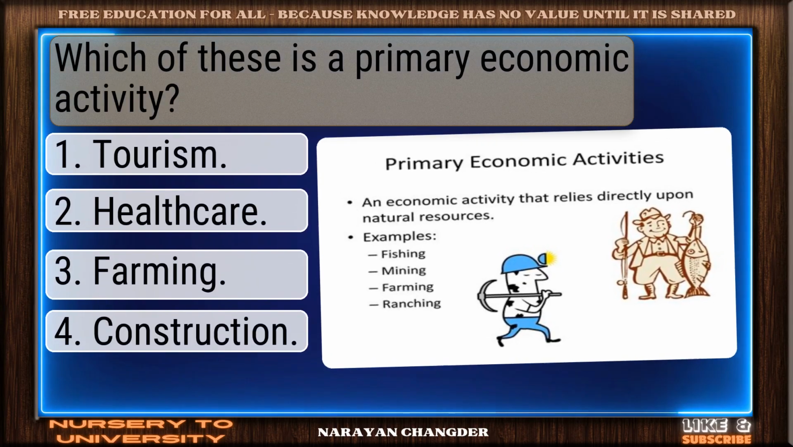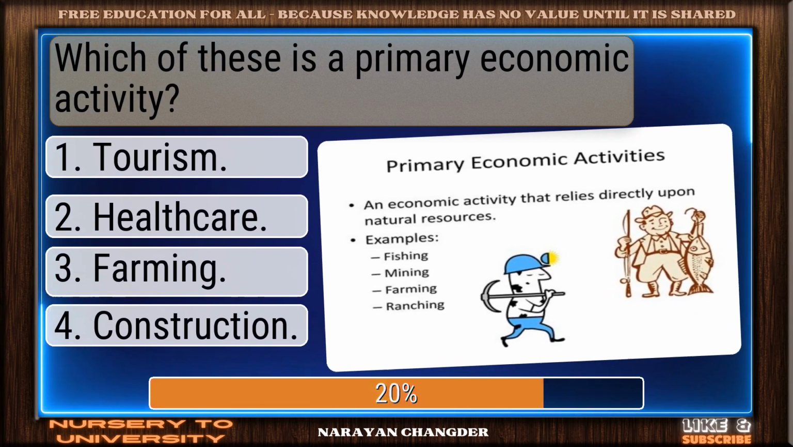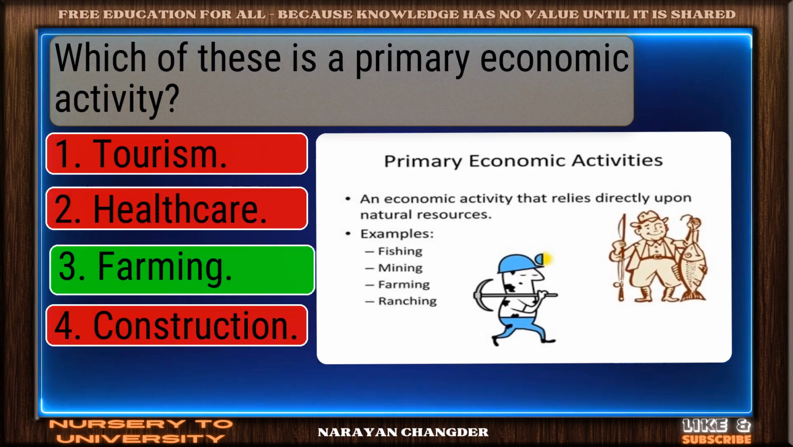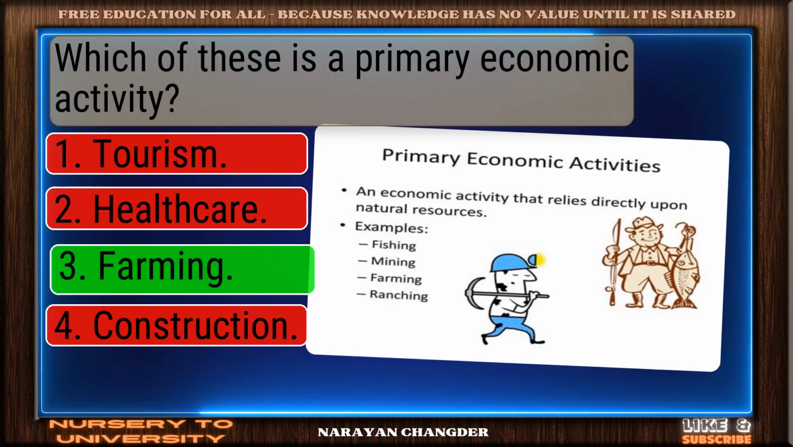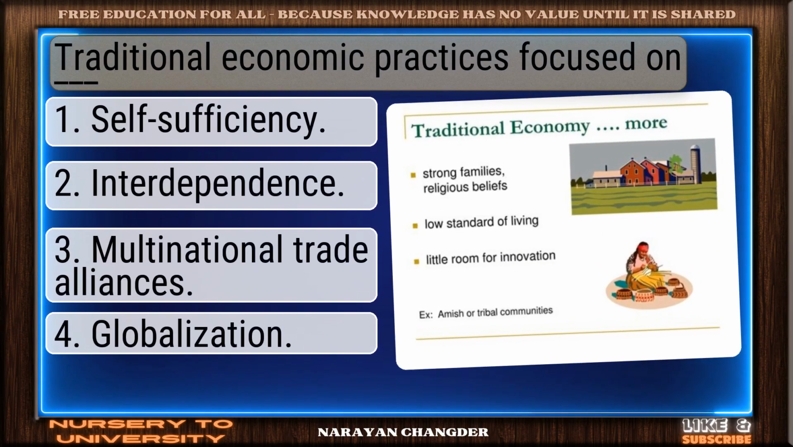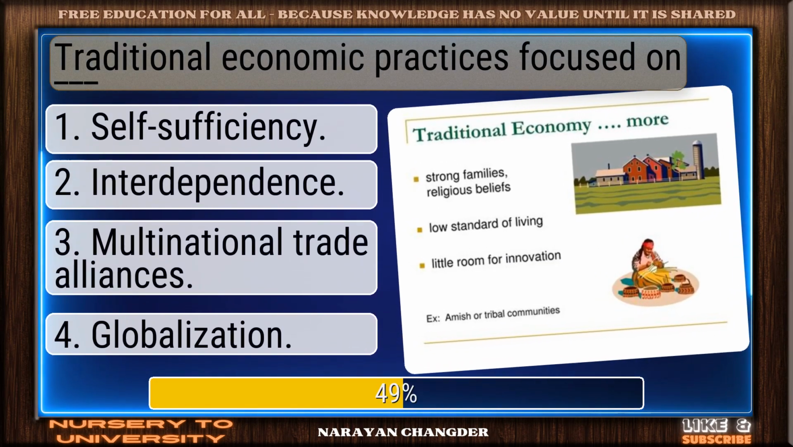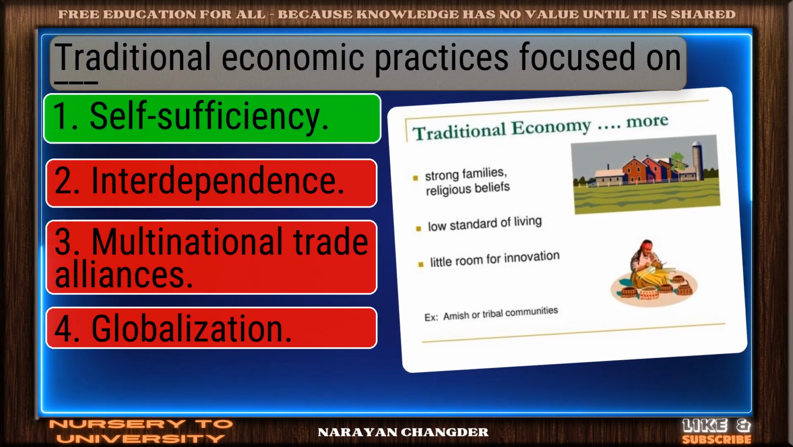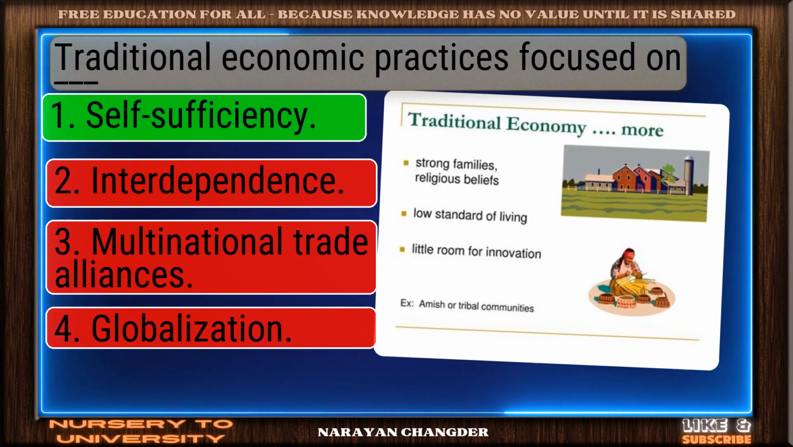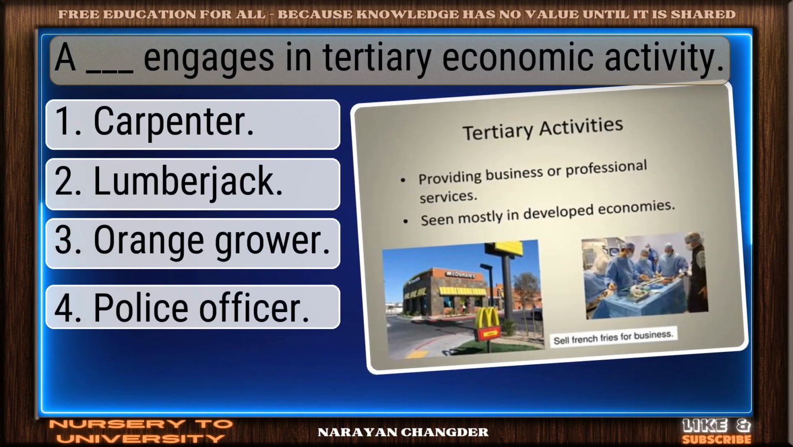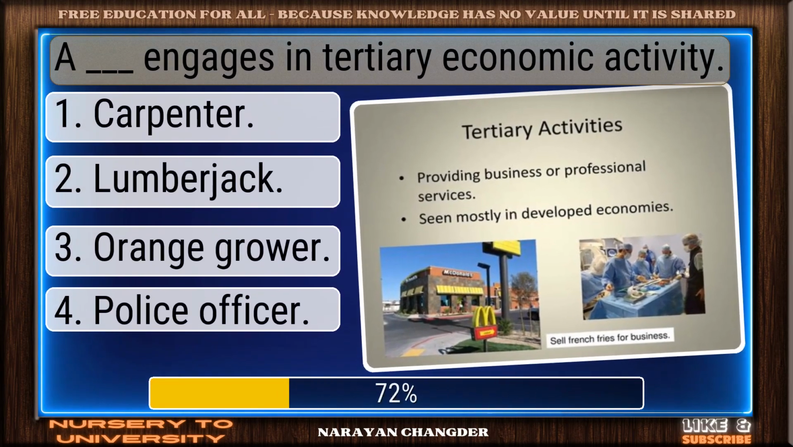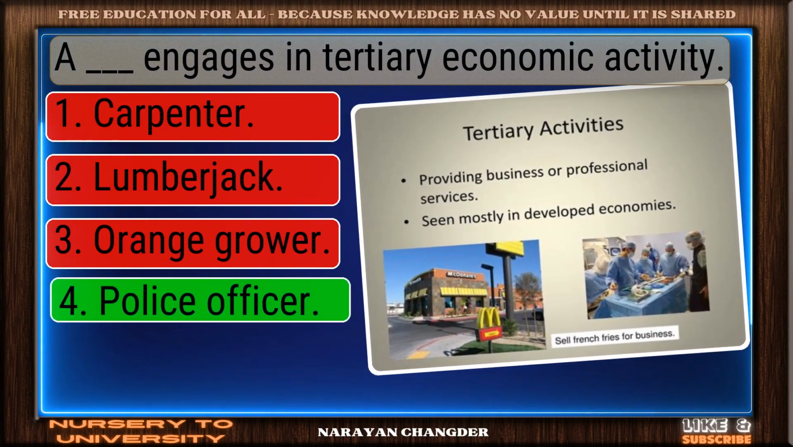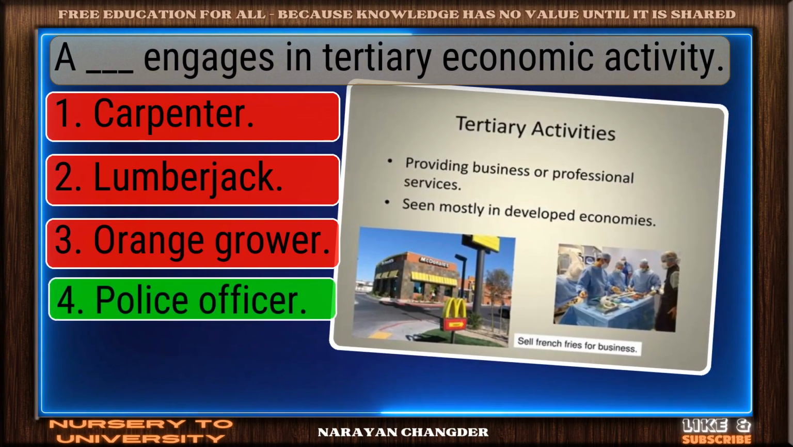Which of these is a primary economic activity? You chose farming. And it is correct. Traditional economic practices focused on dash. Smart pick. Self-sufficiency is the correct choice. A dash engages in tertiary economic activity. Sharp thinking. Police officer is the right choice.